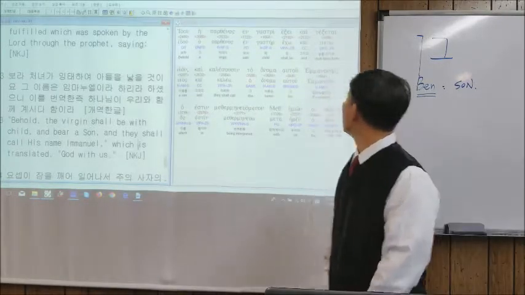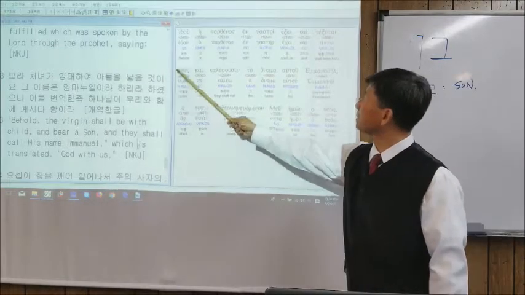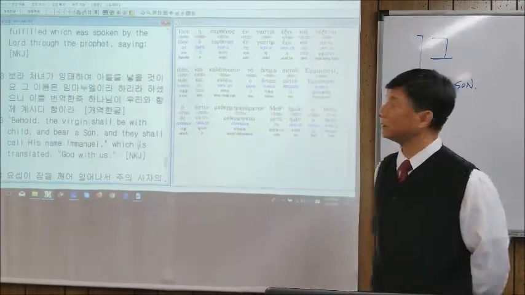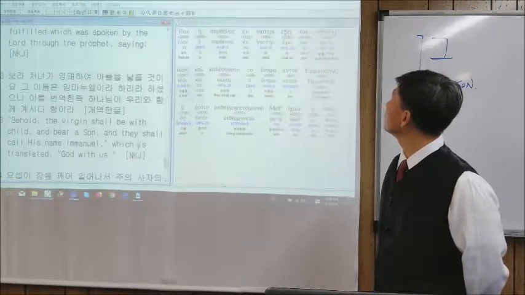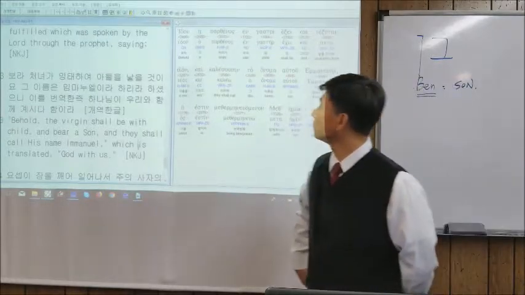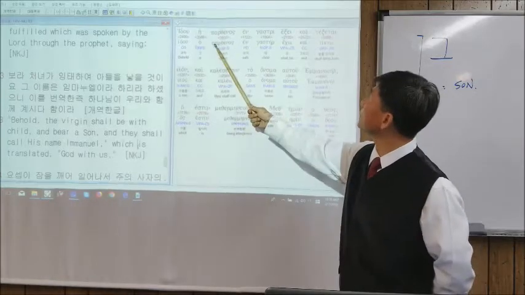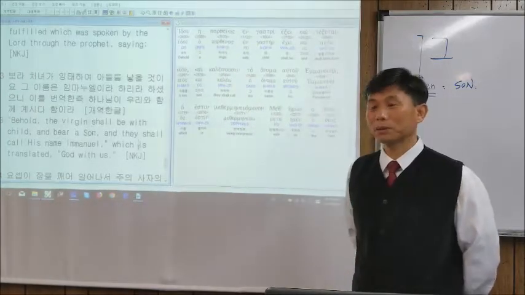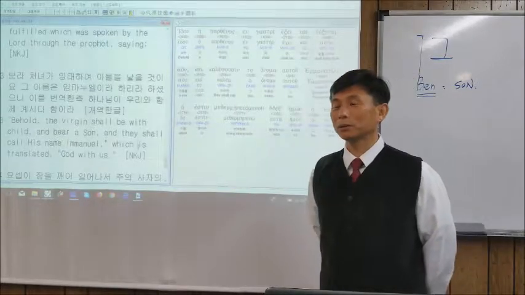So, bear a son. You see the son, huios, here, right? Huios is son. So who will bring forth a son? Who will bear a son? The virgin. Virgin is parthenos. Who can be a parthenos?